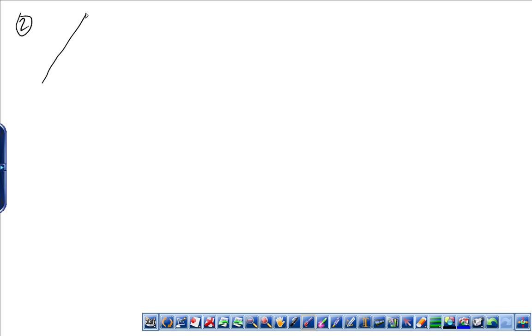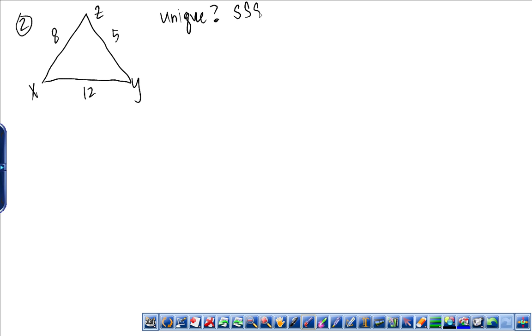Okay, again, I'm drawing a random triangle. It kind of looks equilateral, but I'm going to give you some letters this time to help you out. Let's try y is 8, let's try x is 5, and let's try z is 12. Again, I'm going to ask the question, is this triangle unique? Can there be any other triangle that can be made like this? So it looks like this is unique, and it's unique by side, side, side.